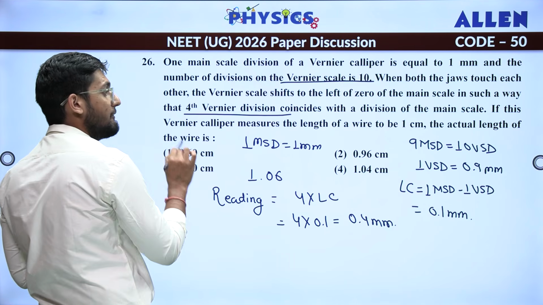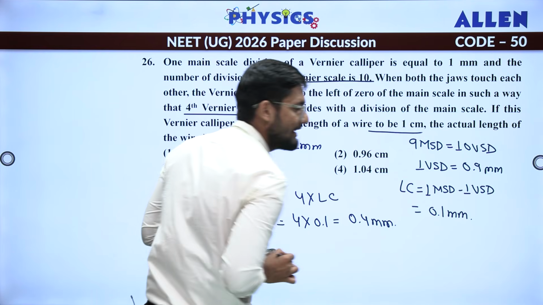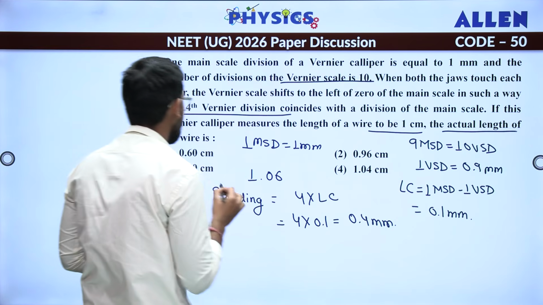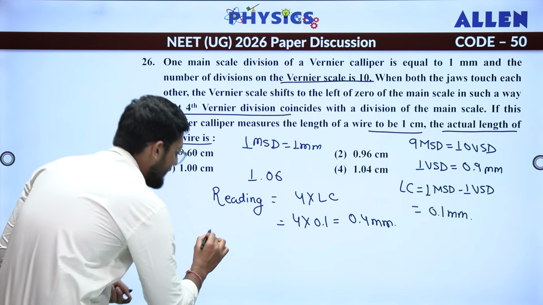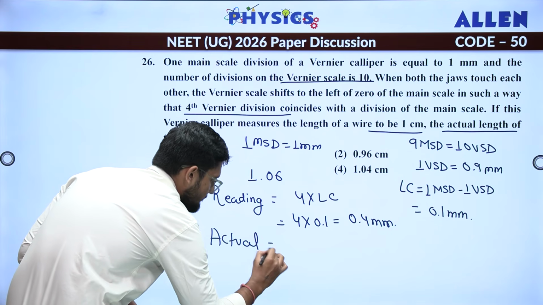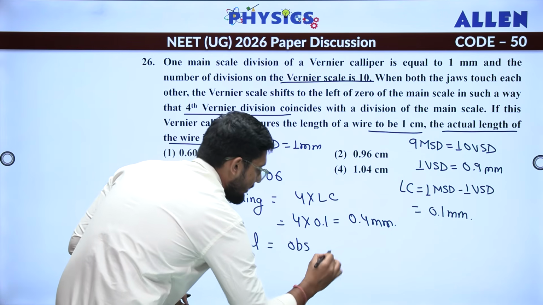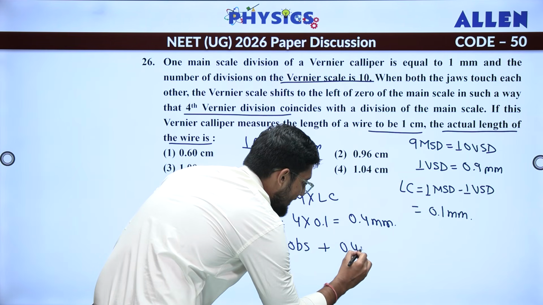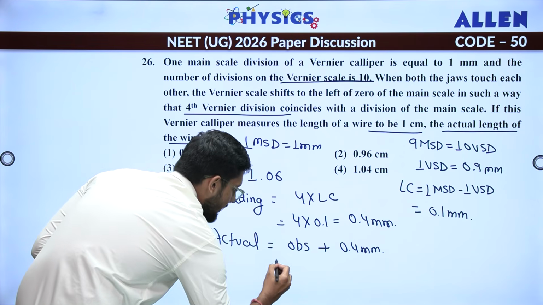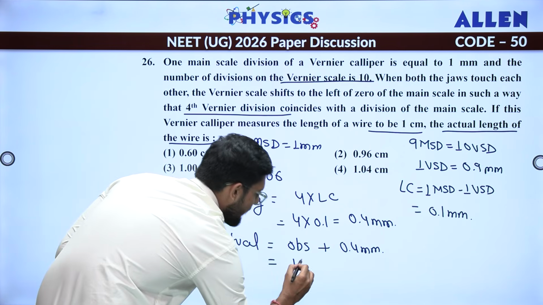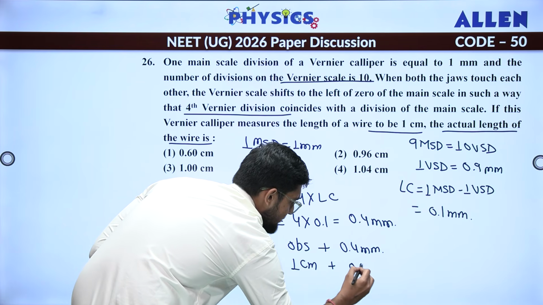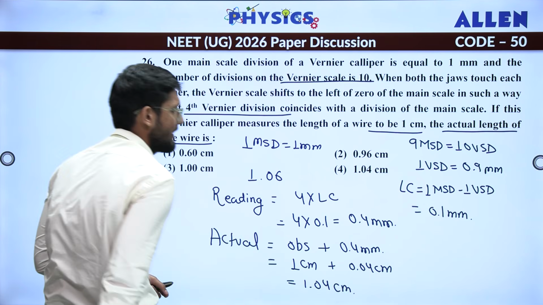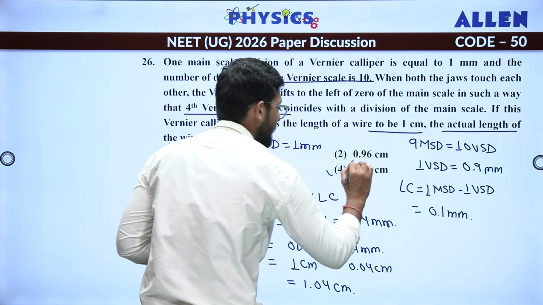The reading of the vernier caliper with this error is 1 centimeter, and you need to write down the value of the actual length of the wire. So actual length will be observed plus the negative 0 error we have. What is the negative 0 error? We have 0.4 mm. Correct. And this is 1 centimeter. So I can write this as 0.04 centimeters, and this comes out to be 1.04 centimeter. In that situation, it is the fourth option.